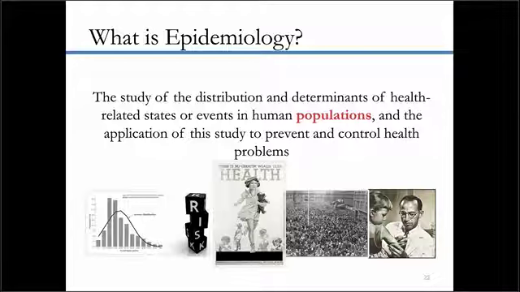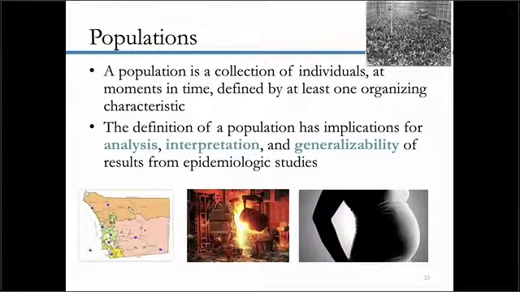What we're talking about is generally, in this class, human populations, though we can expand it to also include animal populations, and we'll talk about that a little bit in this class. So we need to define what a population is. A population is a collection of individuals at moments in time defined by at least one organizing characteristic. What that means is that when we talk about a population, that could be the entire population of the United States, the population of California, the population of San Diego, or even the population of students at Cal State San Marcos or another university, or in this particular class that we're talking about right now.